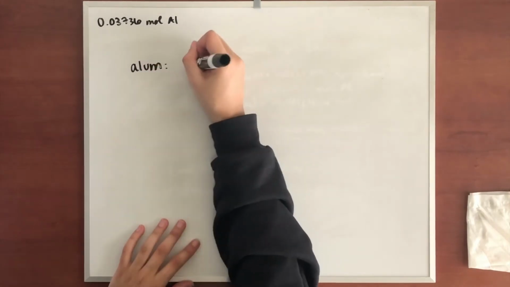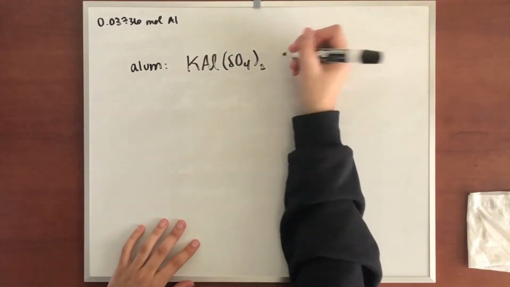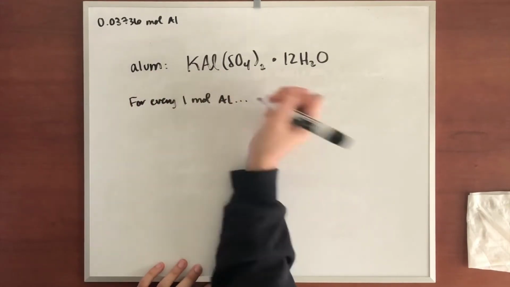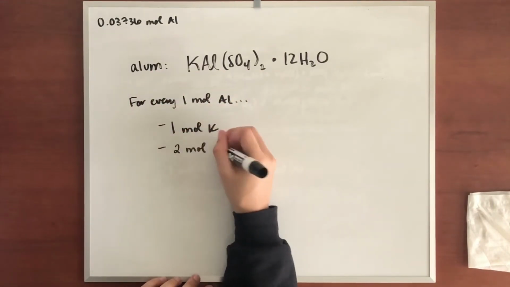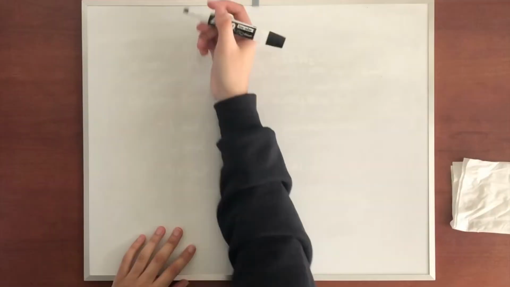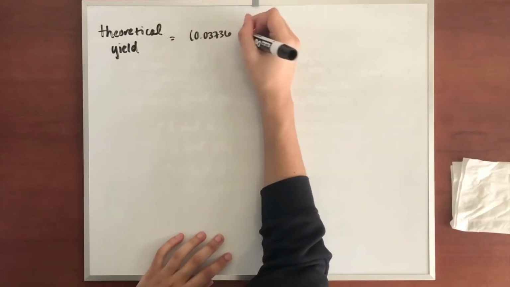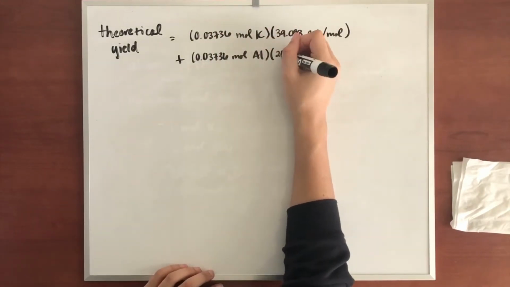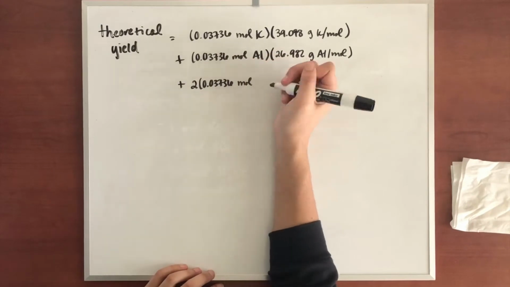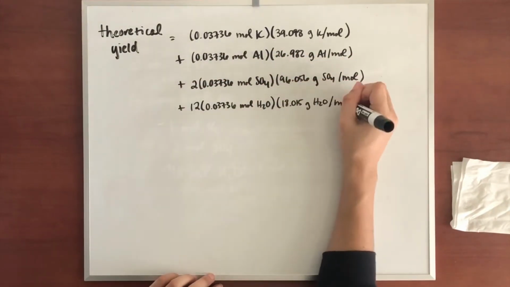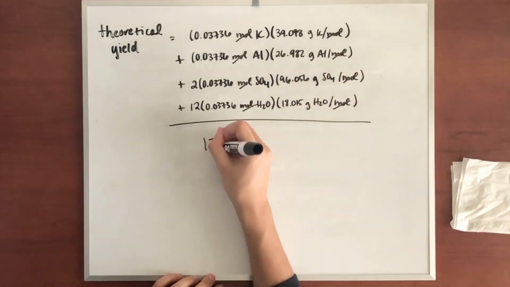Now in the final reaction with alum as its product, if you look at the alum molecule itself, for every 1 mole of aluminum there is 1 mole of potassium, 2 moles of sulfate, and 12 moles of water. Using these mole ratios and the molar masses of each of these molecules, we can add up the masses of each element to get the final theoretical mass of alum, which turned out to be 17.72 grams.